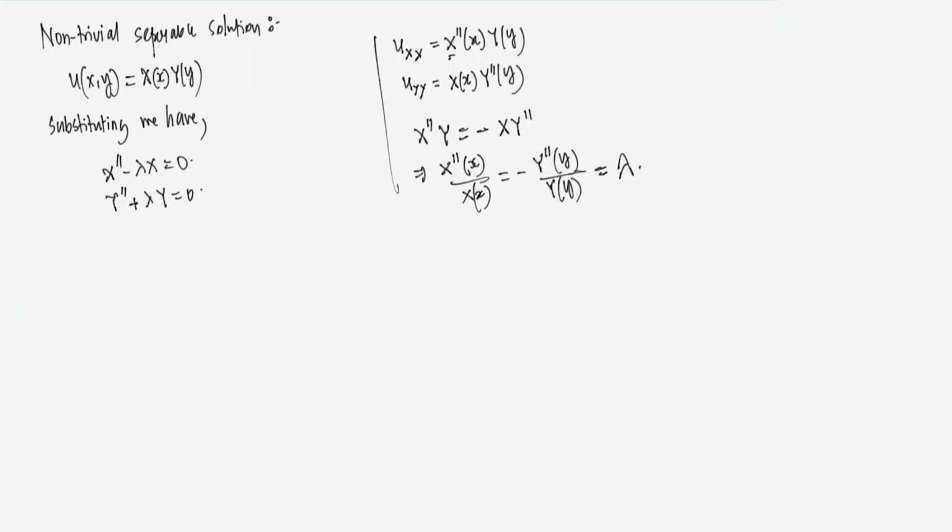And now, if you put it together, it means X double prime equals lambda X, and Y double prime plus lambda Y equals 0. So that is how you get it. So what is lambda? Lambda is called the separation constant. Separation constant. Is it okay? This is how you get these two equations. Let's just call it star.